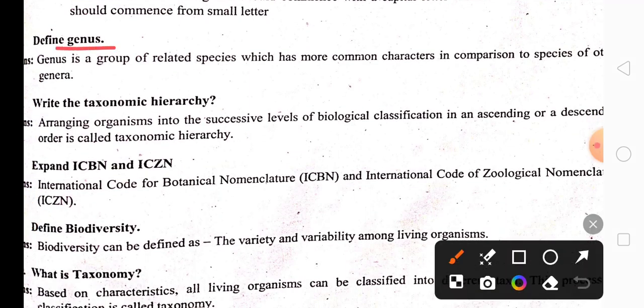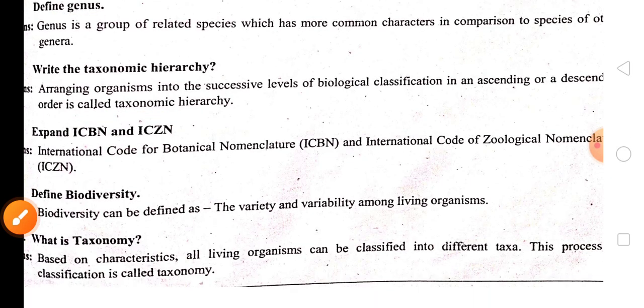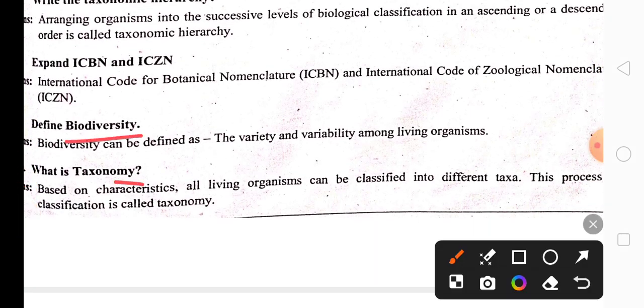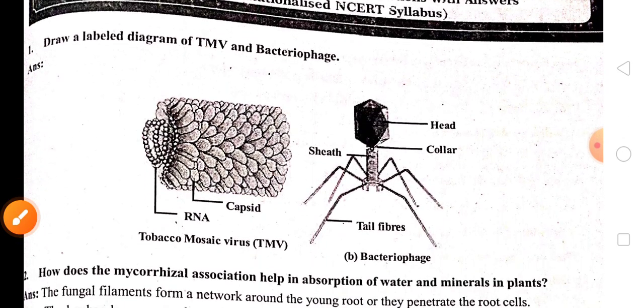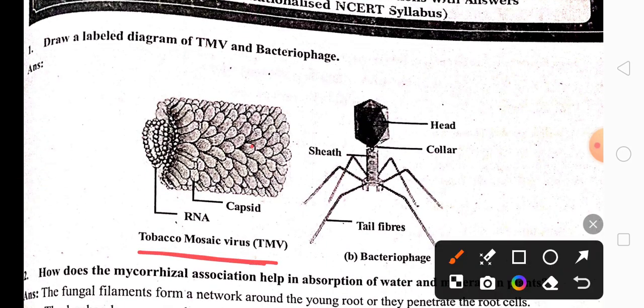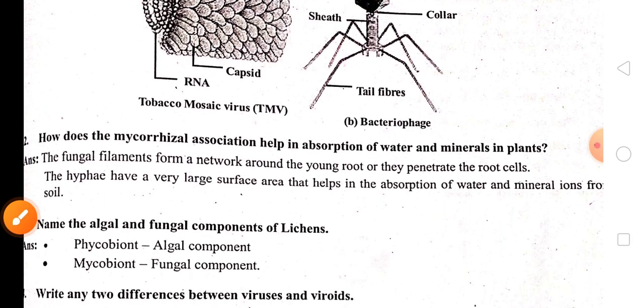Definition of genus, taxonomic hierarchy, full form of ICBN and ICZN. Definition of biodiversity and taxonomy is very important for the exam. Then from the second chapter, Biological Classification, the diagram of tobacco mosaic virus and bacteriophage is very important for 3 marks.